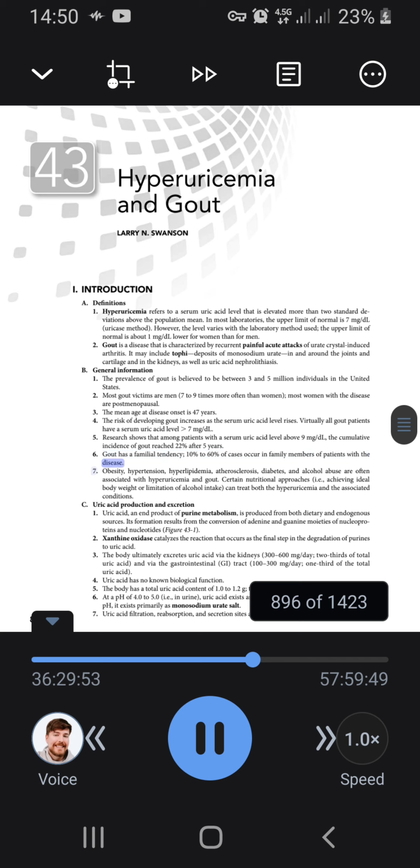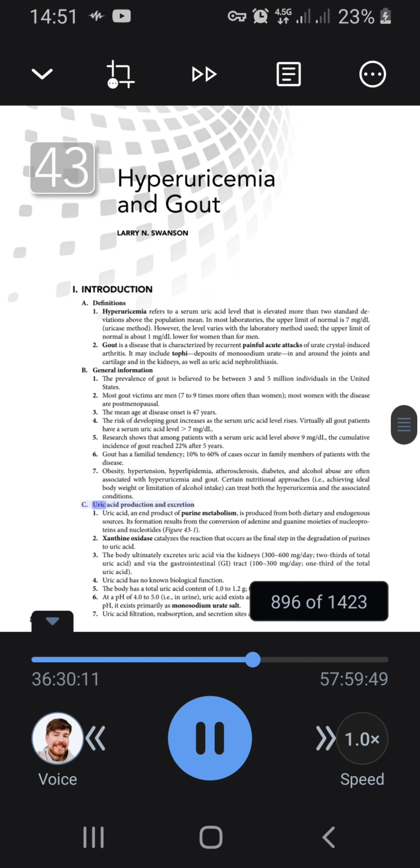7. Obesity, hypertension, hyperlipidemia, atherosclerosis, diabetes, and alcohol abuse are often associated with hyperuricemia and gout. Certain nutritional approaches, that is, achieving ideal body weight or limitation of alcohol intake, can treat both the hyperuricemia and the associated conditions.